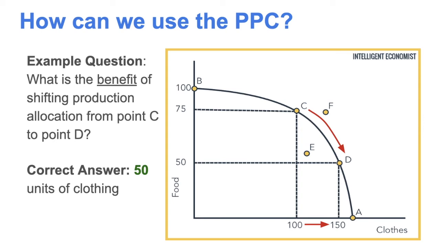In this case, we don't just call it cost because it's not just a dollar value. It's an opportunity that we're losing. We're giving up 25 units of food that we could have produced.